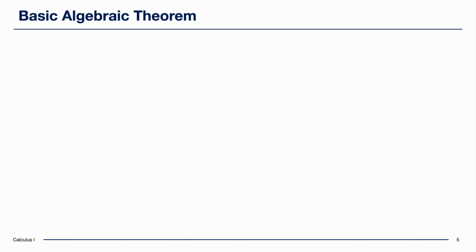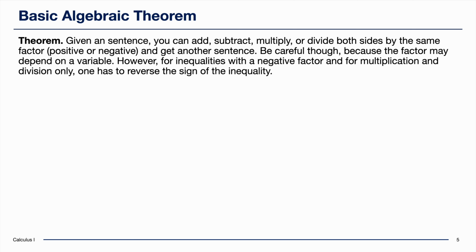Now let's introduce the basic algebraic theorem. Given a sentence, you can add, subtract, multiply, or divide both sides by the same factor, whether it's a positive or negative number, and get another sentence. You have to be careful though, because the factor may depend on a variable. And for inequalities with a negative factor and for multiplication and division only, you have to reverse the sign of the inequality. For example, consider this sentence.